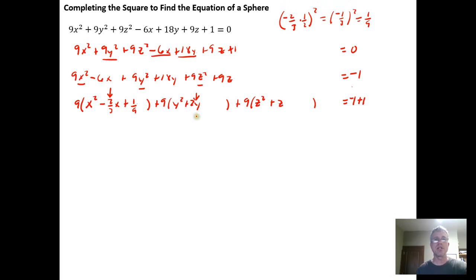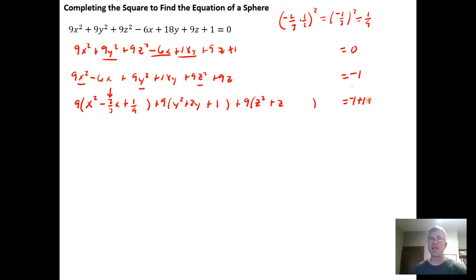There's y, which is the linear or first power term. I take half of its coefficient on the linear term. Half of 2 is 1. I square it. 1 squared is 1. And I add that squared quantity to the y terms. And then I say, how much did I really add? Well, I really added 9 times 1, which is 9, to the left side.